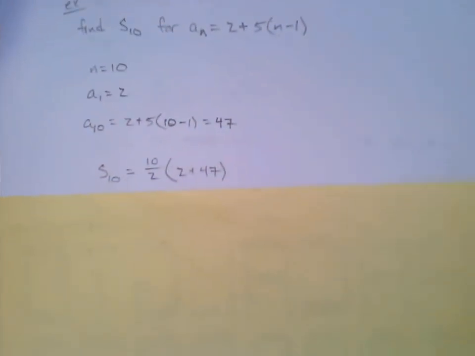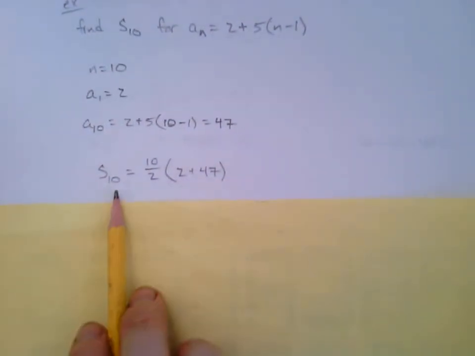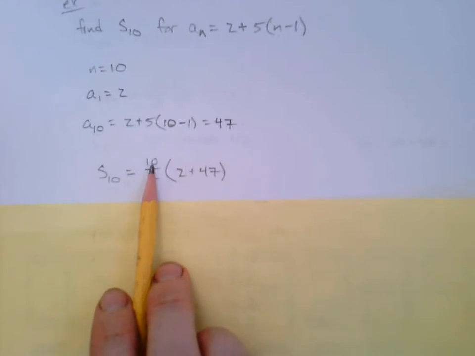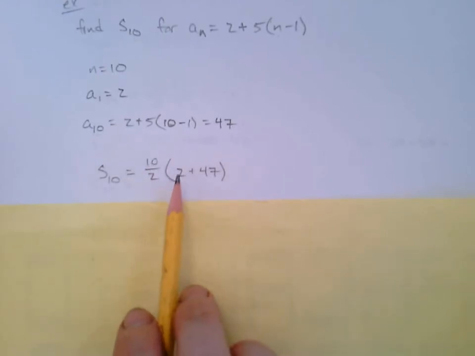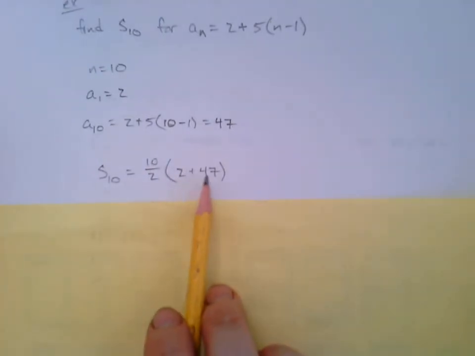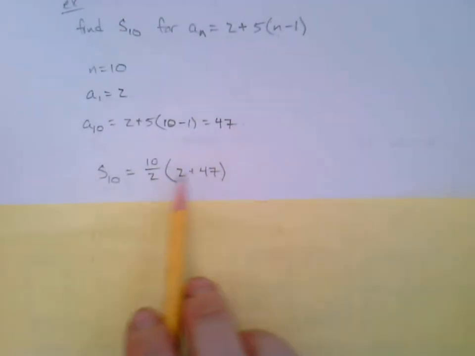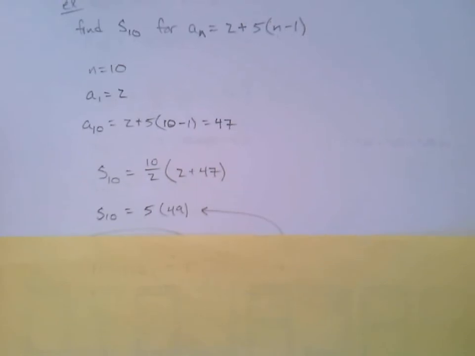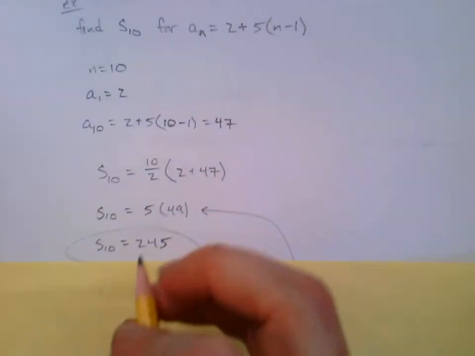I think I'll just move this up. So how many terms are there? 10, 10 over 2. And then we add together the first and the 10th. And if you think, okay, well, that's 5, that's 49, right? Got an arrow there. I'm going to draw back to that in a moment. But 5 times 49 is 245. So if we were to add the first 10 terms together, we'd get 245.